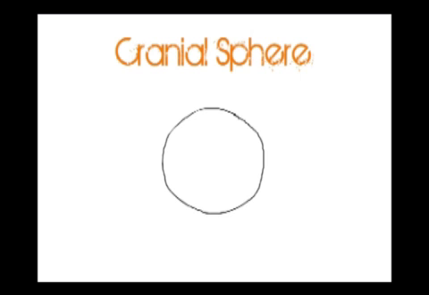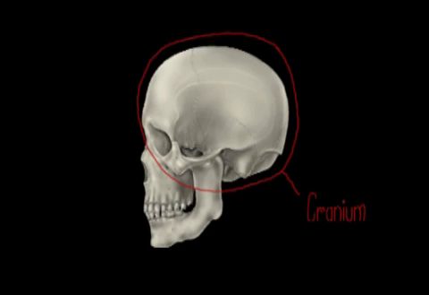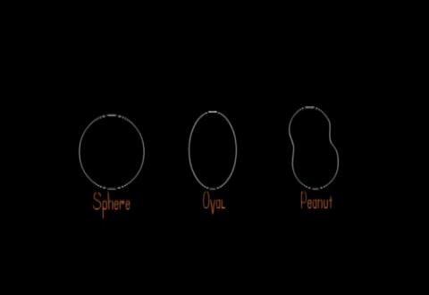We will start out by drawing a sphere, which we will refer to from here on out as the cranial sphere. The cranial sphere will be the main structure of your character's head, much like the cranium is the main structure of a human skull. This can be a perfect circle, or it can be modified into other similar shapes, like an oval or a peanut. It's your choice, so long as it has the basic shape that you want your character to have, and it isn't too complicated.